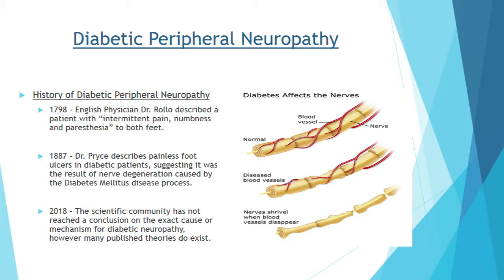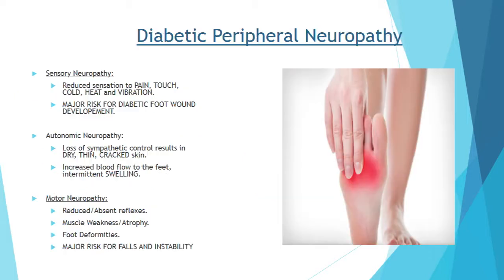Sensory, autonomic, and motor neuropathy. In your peripheral nervous system, there are three types of peripheral nerves. Your sensory nerves are responsible for sensation. So the symptoms associated with sensory neuropathy are loss of pain, temperature, and touch. You can't really feel those sensations as well as you normally should, and this is a major risk for developing a diabetic foot ulcer.